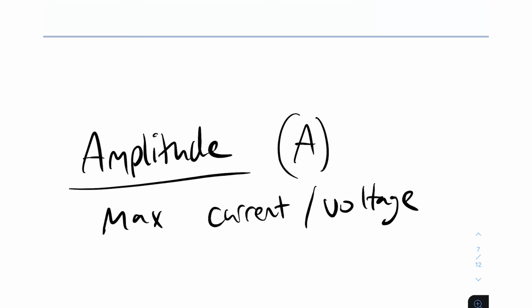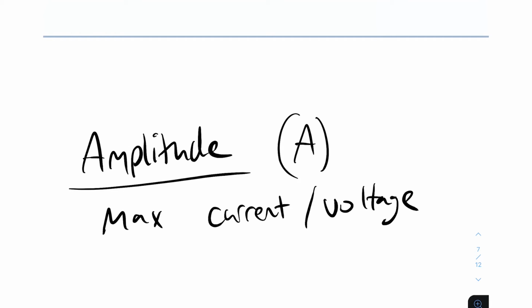Okay, so let's move on to amplitude. So remember, amplitude is the max current or max voltage. Now I just want to touch on the official definition of amplitude as well. I'll try and explain it a bit later on though. So amplitude is the fluctuation or the displacement of a wave from its mean value.